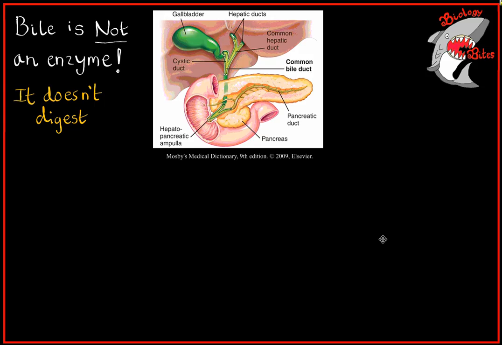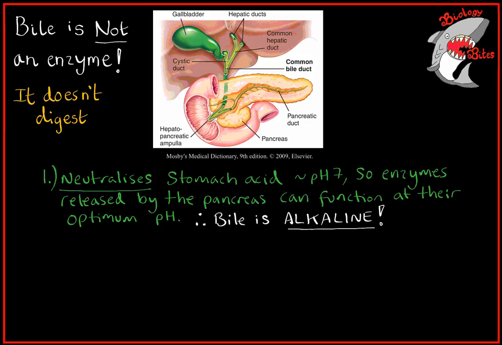To finish this short podcast, it's worth mentioning about bile. It is not an enzyme, so it does not digest your food. What it does do is it helps to neutralize stomach acid, as the enzymes released by the pancreas, as shown here in this diagram, need to work at different pH levels to those found in the stomach. To neutralize stomach acid, bile must be alkaline.